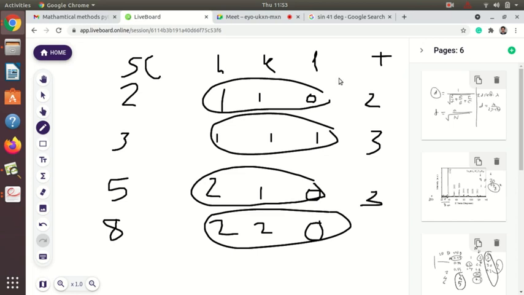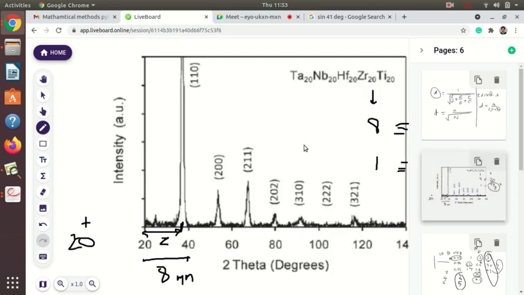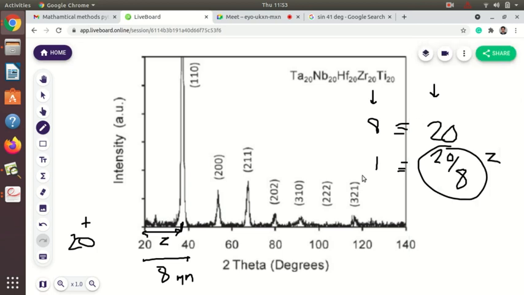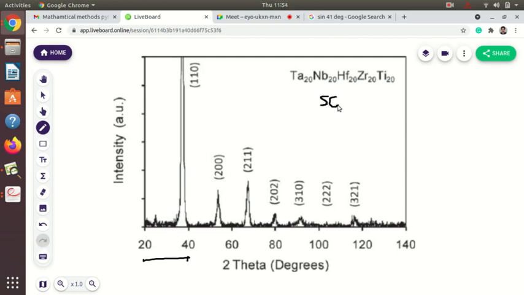Okay, so for this structure, can you guess what the crystal structure is? We have the 110 plane, the 200 plane, the 211 plane. So you have directly the HKL values here. For SC, all values are possible, but we cannot decide this directly. So we first check whether it is BCC or not.